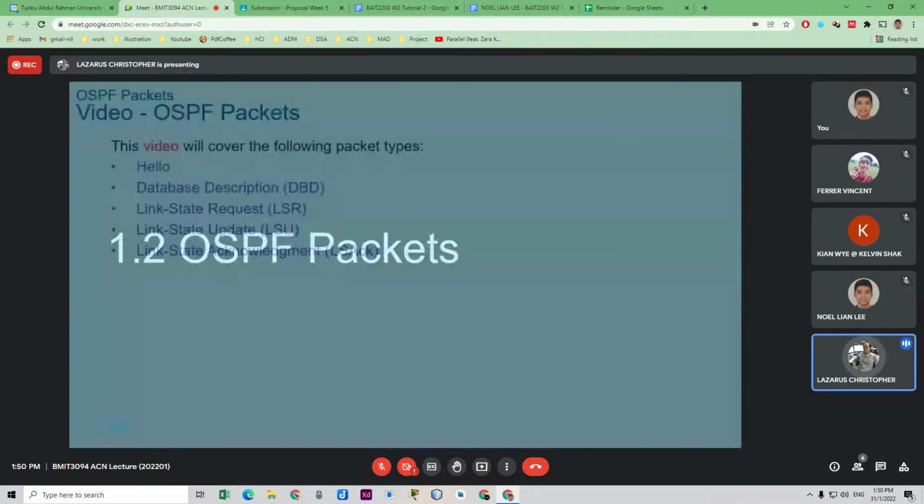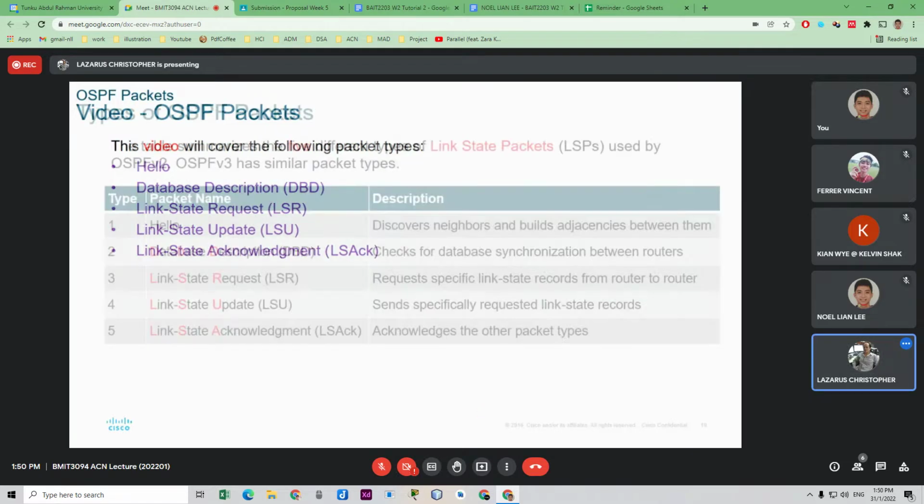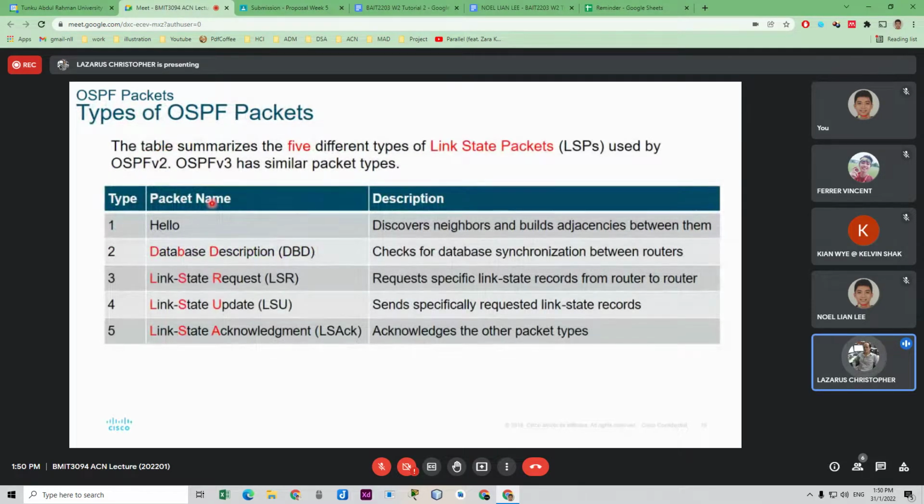Okay, let's look at OSPF packets. The packets we already identified are hello packets, DBD, LSR, LSU, and link state acknowledgement. When you receive a hello, you want to acknowledge. So hello is used to discover neighbors and build adjacency. Remember, this is step one. To build a topology, you need to know your neighbor routers, right?